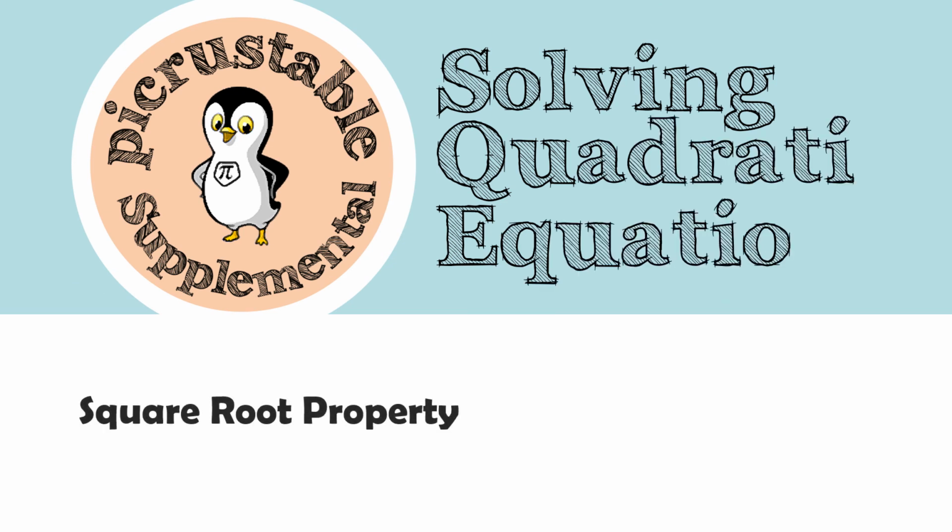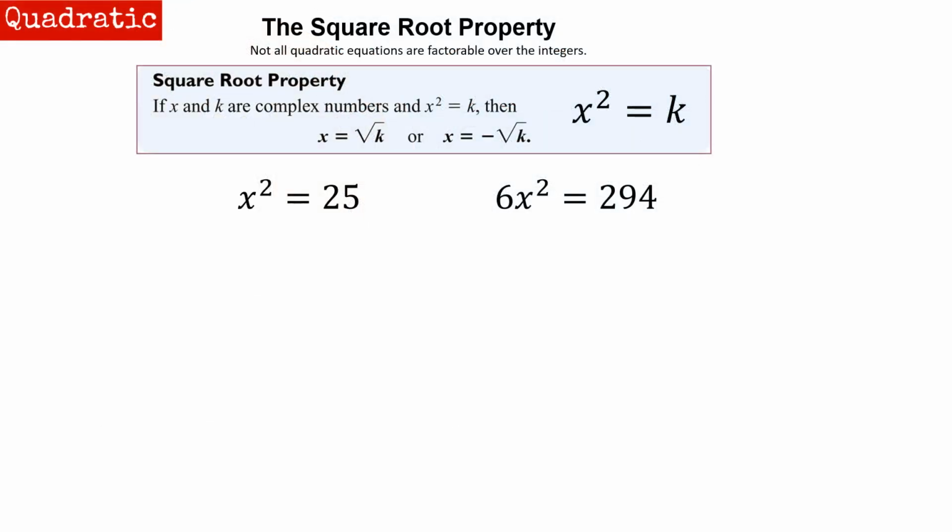Solving quadratic equations. In this video, we're going to talk about the square root property with me, Catherine. The square root property is actually pretty straightforward. Whenever you have a square, like x squared, equal to a number, all we have to do is take the square root of both sides. Let's look at the first one.